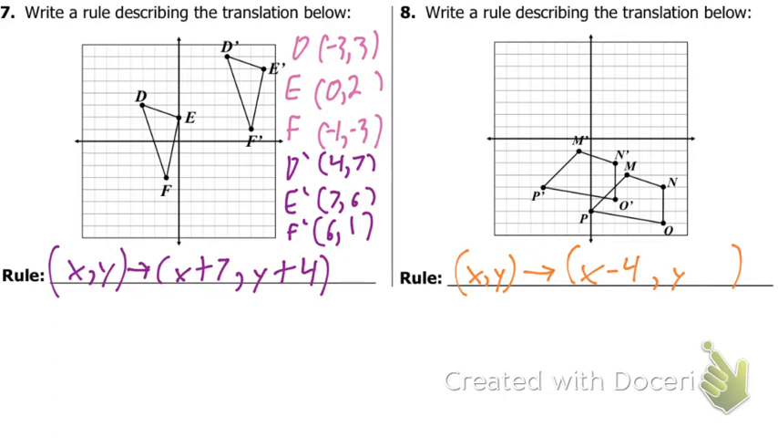And you can check another point too, O to O prime. We went left 1, 2, 3, 4. And same thing, M, same thing. How many up? Okay, let's check P again. 1, 2 up. O, 1, 2 up. N, M, same thing. So y plus 2.